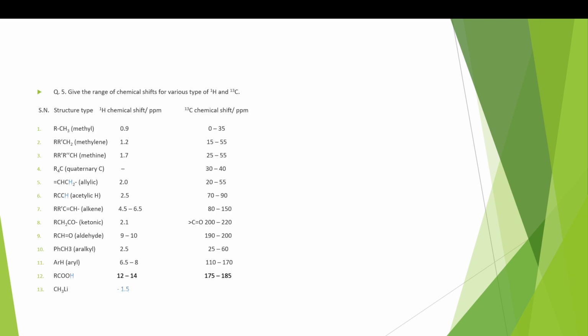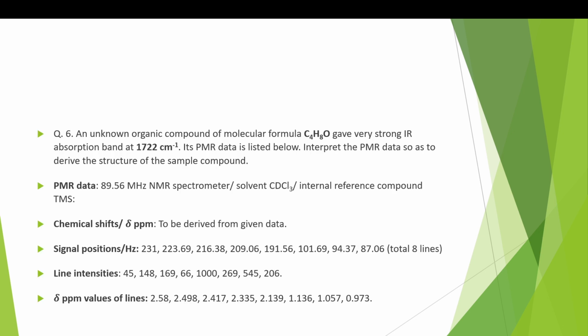Listed here are some common delta ppm ranges for H1 and carbon-13. One is expected to remember this data. Question 6 is about solving the structure of a compound from IR and NMR data. The IR band at 1722 per centimeter is for a carbonyl group. For the PMR data, the spectrometer frequency is 89.56 megahertz.